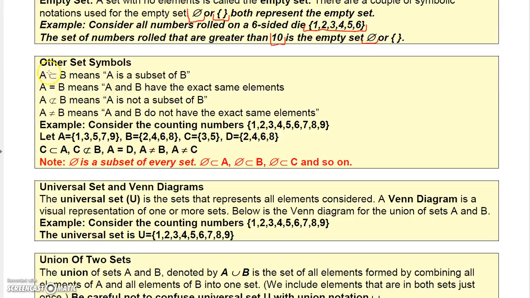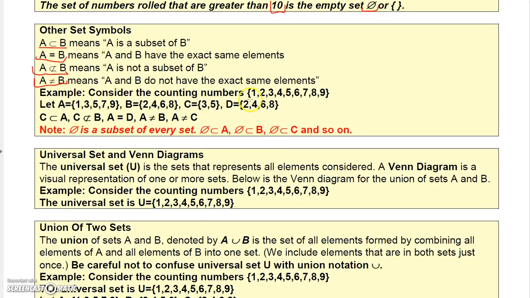Now some other set symbols. This symbol here means set A is a subset of B. That just means every element that's in A is also in set B. Now if you have A equals B, that means the two sets are exactly the same. That means that every element that's in set A is in B, and every element that's in set B is also in A. So in other words, A would be a subset of B, and B would be a subset of A. Now, this just means A is not a subset of B, and this just means that set A does not equal set B.